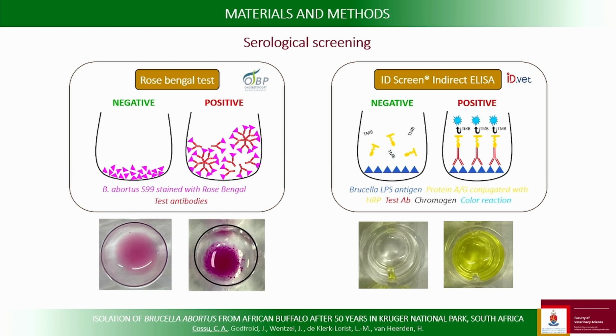So briefly, for serological screening, we used two different techniques. One was the Rose Bengal test, which is based on agglutination. And the indirect ELISA, which is based on a colorimetric reaction and then measured quantitatively with a spectrophotometer.